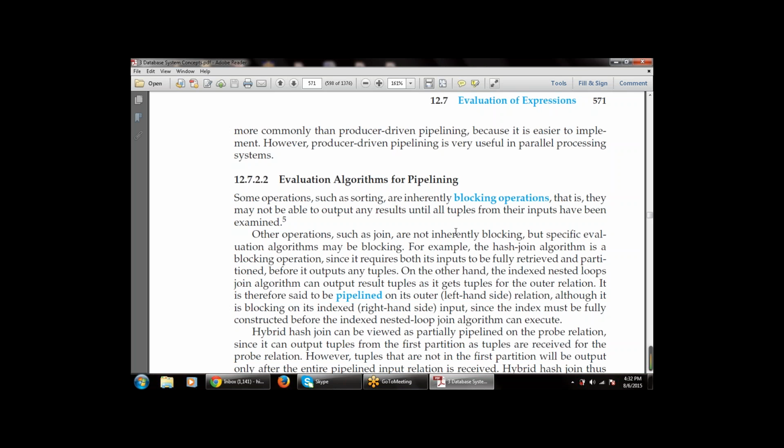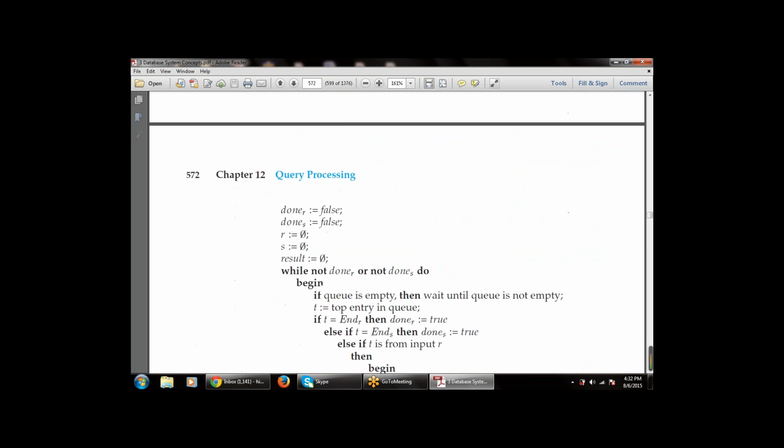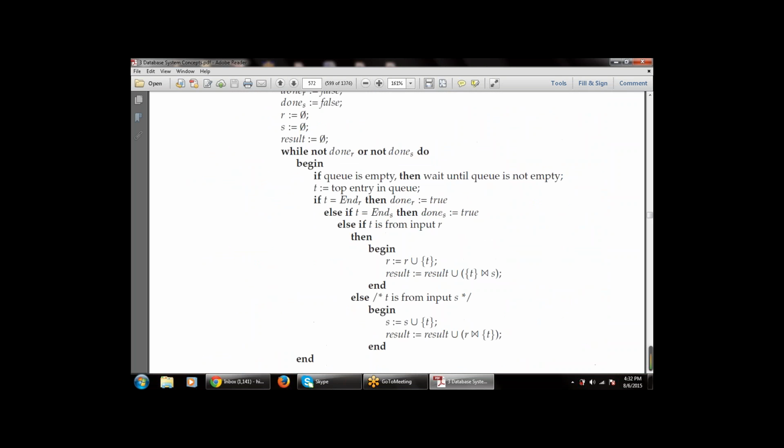Other operations such as join are inherently blocking, but a specific evaluation algorithm may be used, which is known as the double pipelined join algorithm or join technique. This is the algorithm that is used for the double pipelined join.